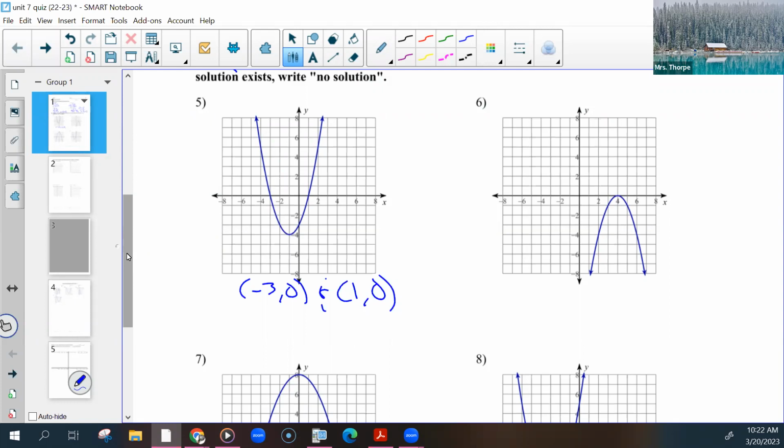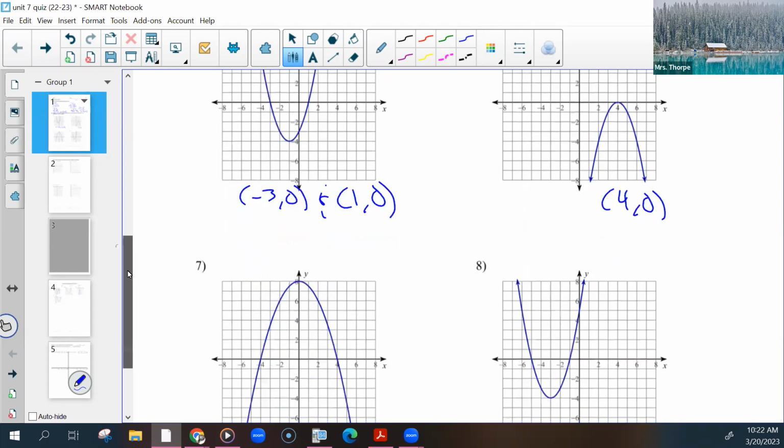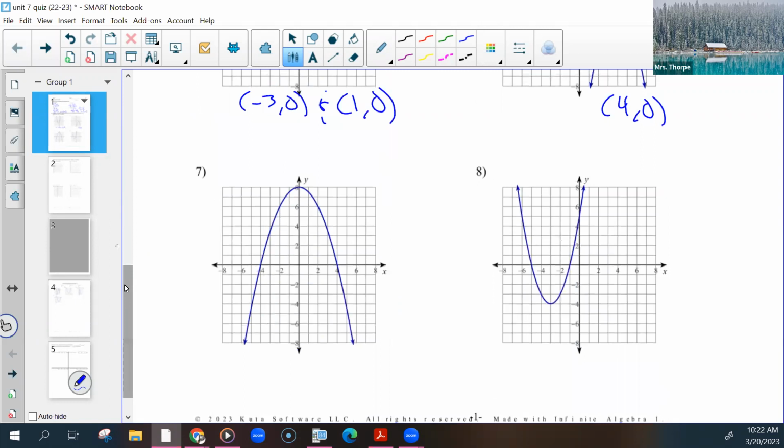6 only had 1, at 4, 0. 7 had 2 and so did 8. So 7 were at negative 4, 0 and 4, 0. And 8 was at negative 5, 0 and negative 1. Questions about those?